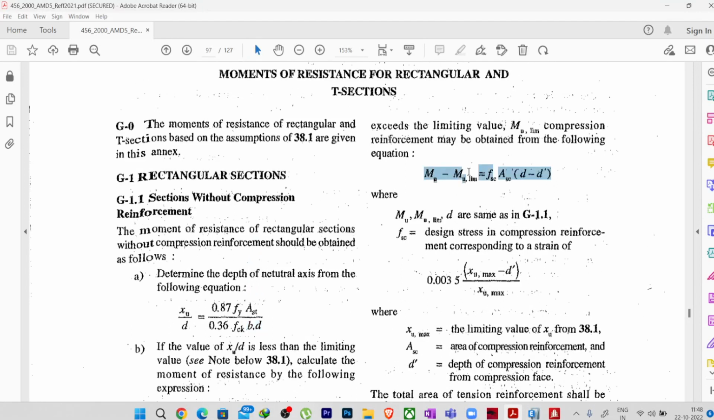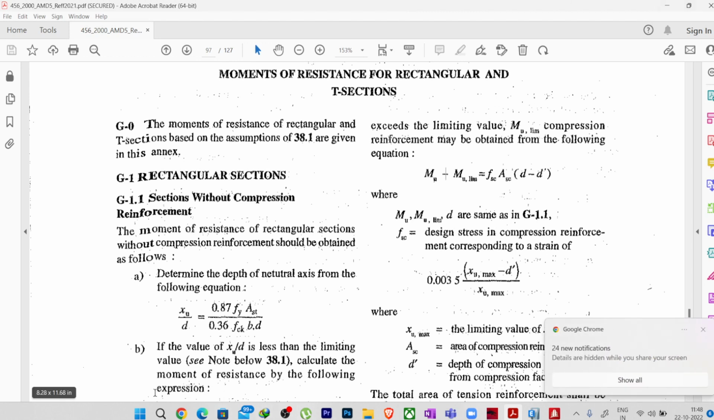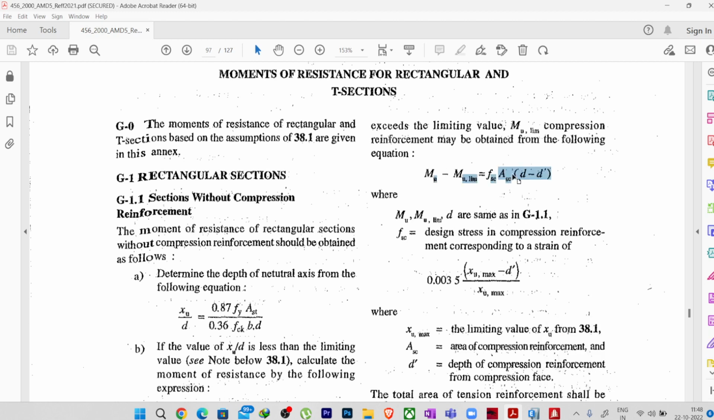Here you can see Mu minus Mu limit gives us the balance moment that we have seen. This balance moment will be taken by both the tensile reinforcement at the tension zone and the compression reinforcement at the compression zone, at the top. Here ASC is the compression reinforcement, and FSC is nothing but the design stress in compression reinforcement corresponding to the strain of this value. First of all, we need to find the strain in compression reinforcement using this particular formula.